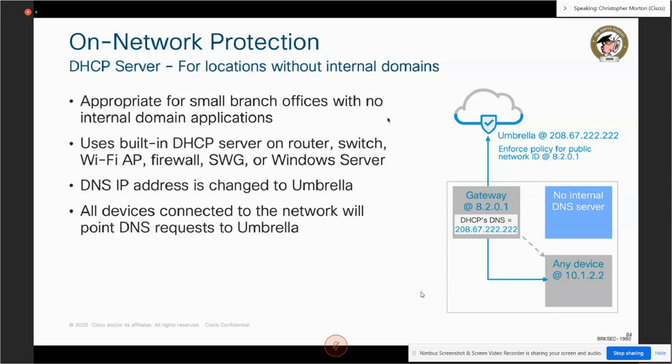So that's also going to be able to disseminate out where they should be pointing their DNS requests to. So all the connected devices will be able to point that DNS request to Umbrella, and that's something that we're seeing here in this particular diagram. So whether you're using that DHCP server on a router, a switch, Wi-Fi AP, some type of modem or Windows server, you have that ability to set that DNS there, so you're able to get that protection for your DNS policy.